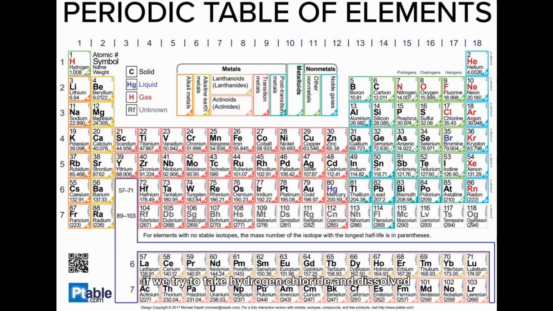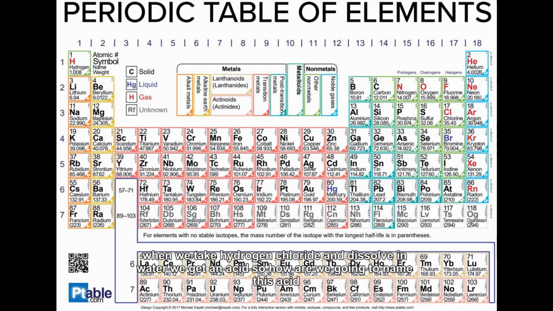But now the interesting thing comes. If we try to take hydrogen chloride and dissolve it in water... Then it dies? No, they split into hydrogen ions. Remember, ions are charged particles, and chlorine ions. And when we have hydrogen ions inside water, we have an acid. So now, when we take hydrogen chloride and dissolve it in water, we get an acid.